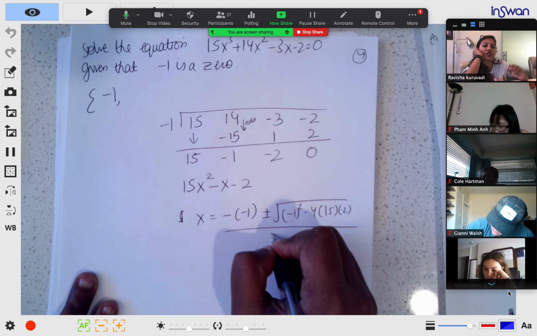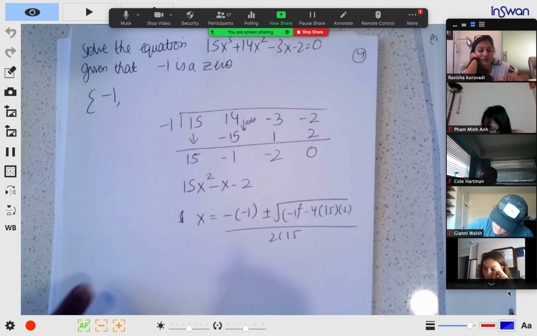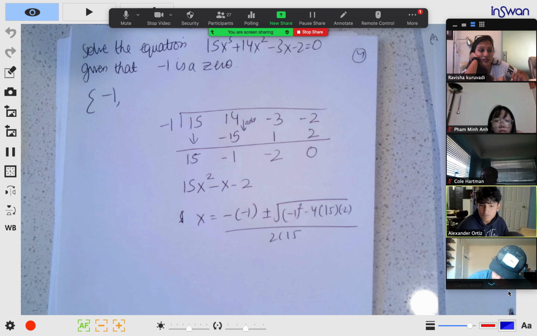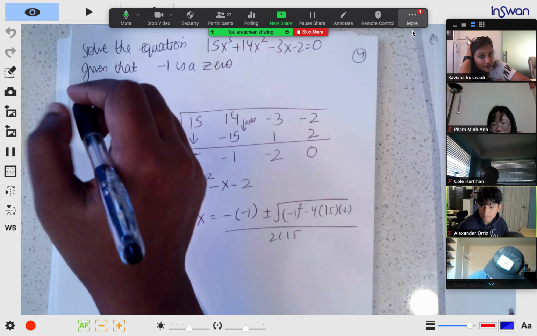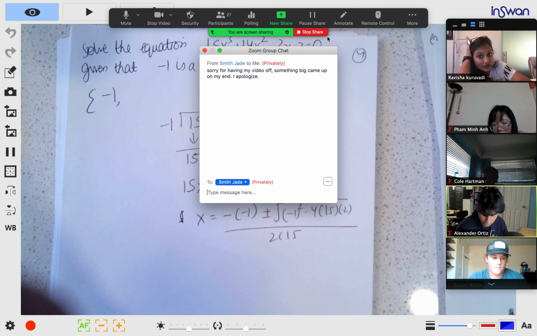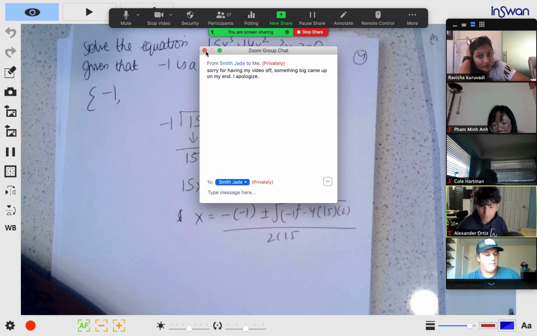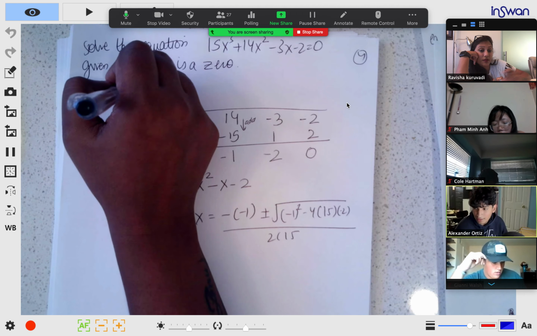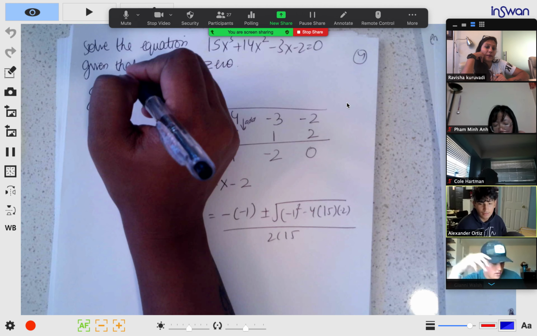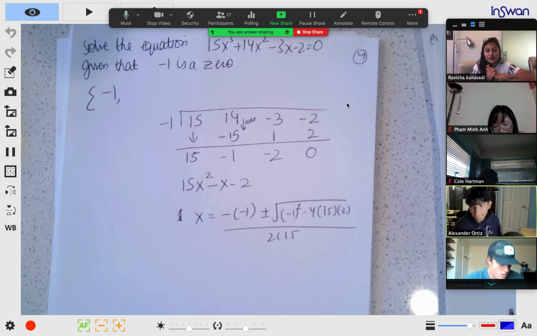Anyone who got an answer? I think I did. Okay, you can type there in the chat. Let's see what you got. Well, I got a fraction, but I wasn't sure if I had to simplify it. Yeah, simplify the fraction as much as you can. You can get fractions too.